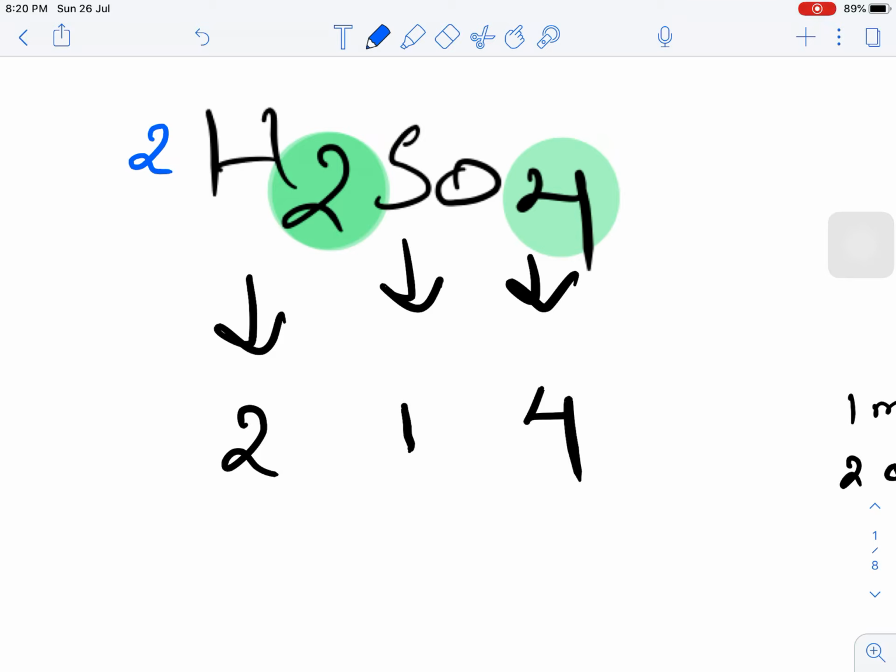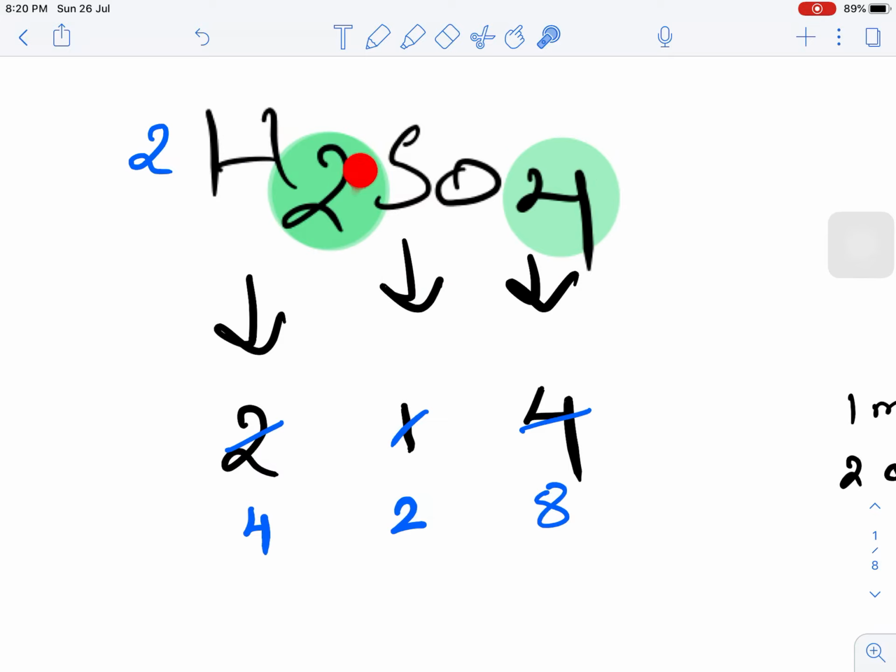How will it change? Now this 2 will multiply with this suffix. So 2 2s are 4, then 2 1s are 2, and 2 4s are 8. So now when I have written here 2, the total number of atoms has changed.